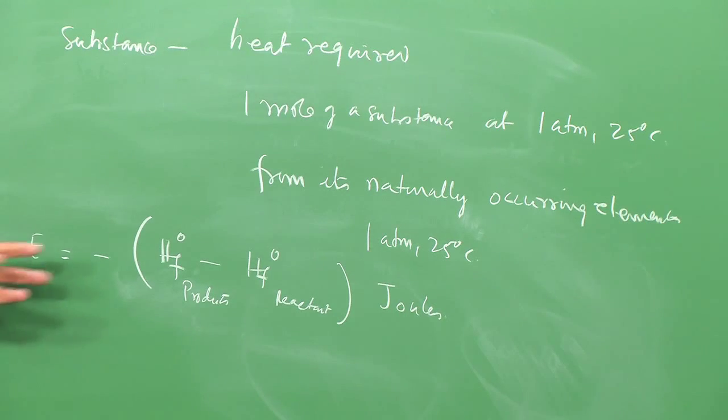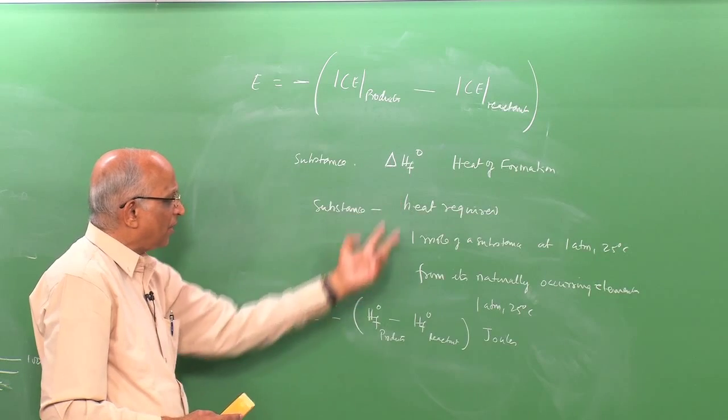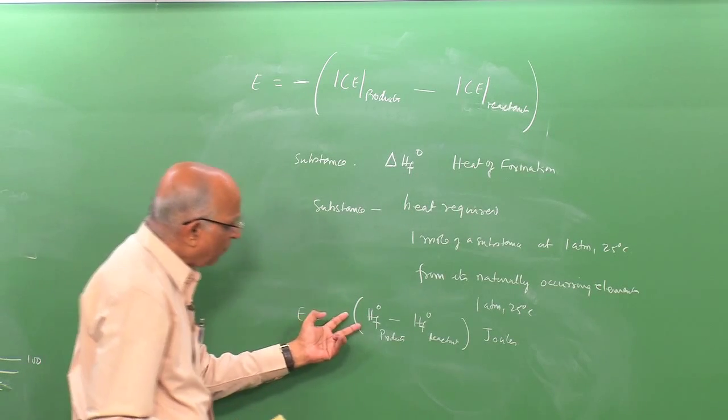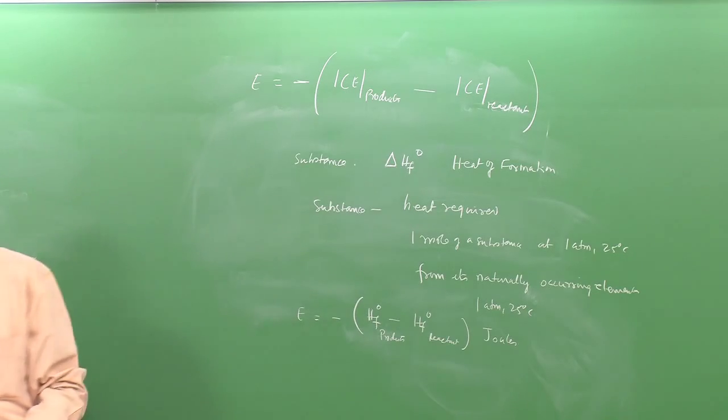Therefore, I think we must take some examples of how we define heat of formation. It is defined with respect to the naturally occurring elements. And what are these naturally occurring elements? Let us put some of them down over here.